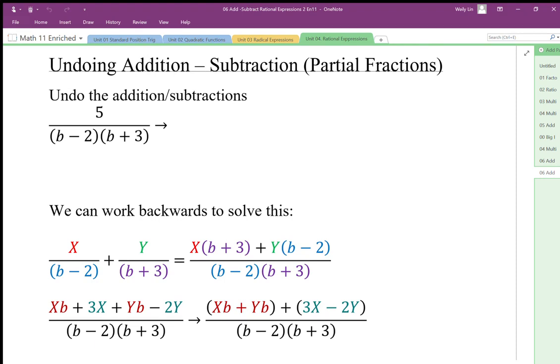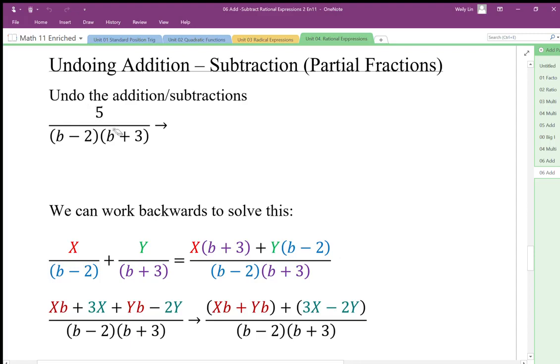We're going to actually undo a rational expression addition or subtraction. This is called breaking into partial fractions. Basically, what we've done to get here is we got a common denominator. We had these two denominators, and we ended up combining the terms in the numerator to get 5 in this case.